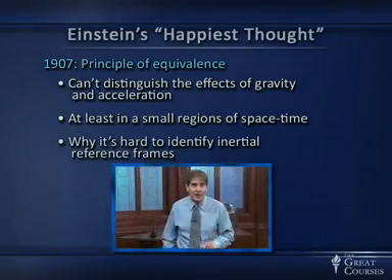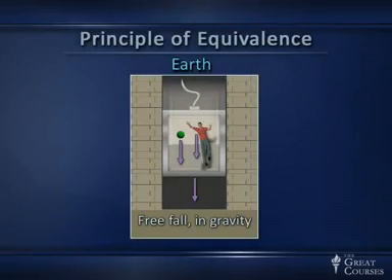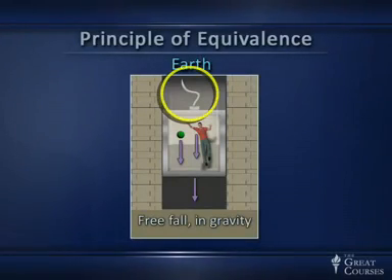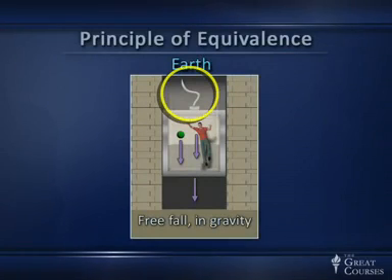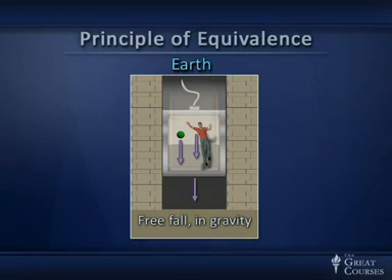Let's look at some examples of how this works. So here I've got a picture. I like to picture an elevator, and the elevator cable has been cut. You can see the cut cable coming out of the top of the elevator. The elevator, with me in it, and with a ball I've been holding, are all in free fall. We're in free fall in the vicinity of the Earth.